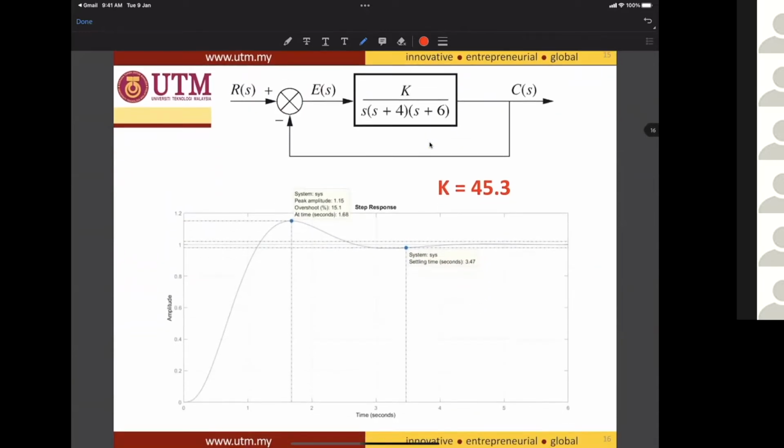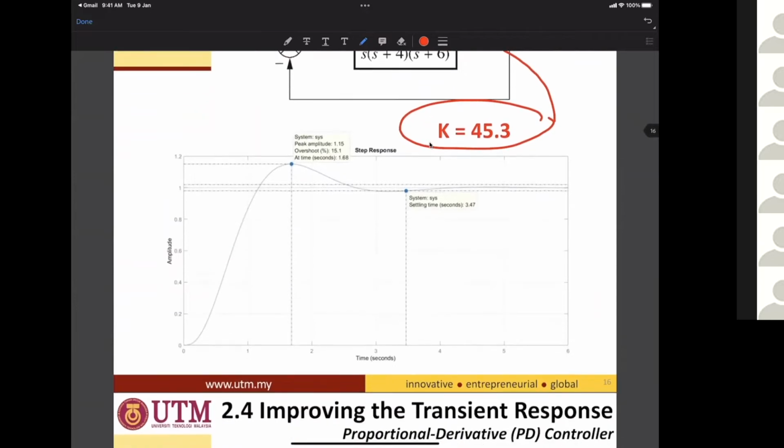So kita simulate punya respon dia without PD controller, 45.3 masuk dalam. Ambil close loop. Okay, inject step.